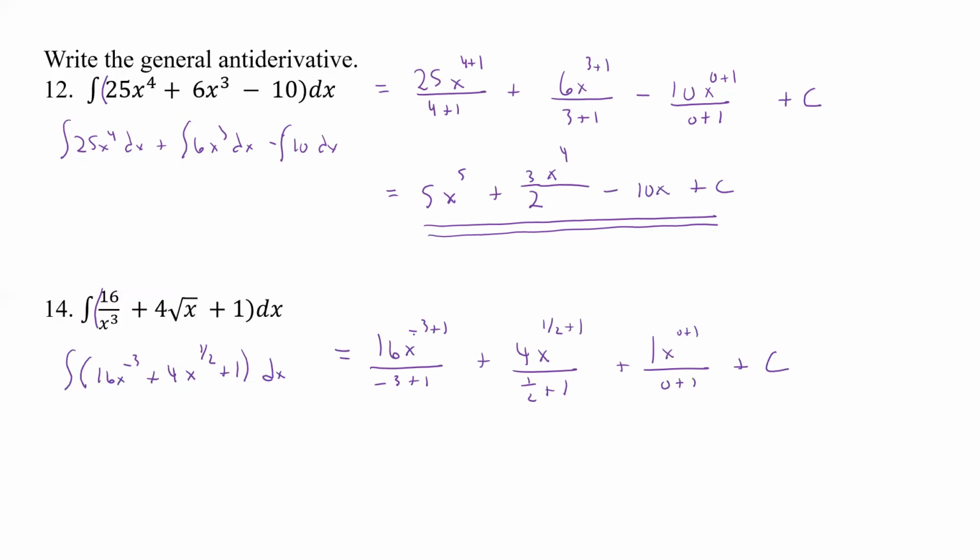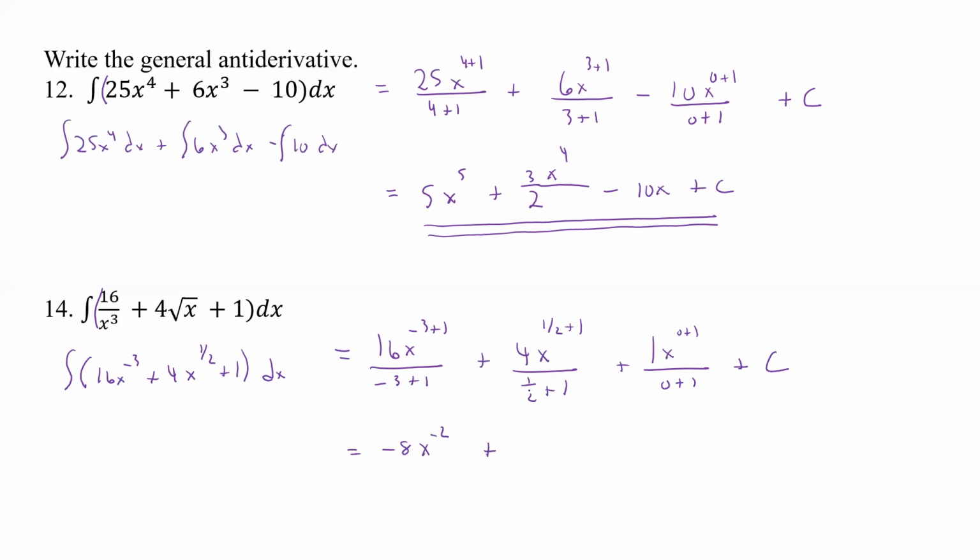All right, so now what do we have? Well, negative 3 plus 1 is going to be a negative 2. 16 divided by a negative 2 is a negative 8. And so here we have x to the negative 3 plus 1, which is x to the negative 2.